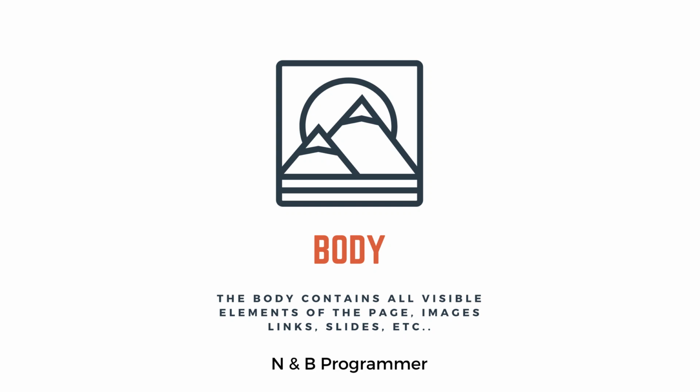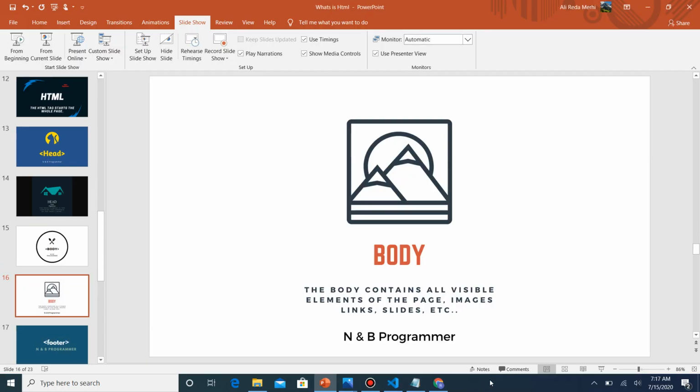The images go in the body tag. The links go in the body tag. Everything goes in the body tag. Everything visible goes in the body tag. So everything you see in a web page is in the body tag. Even the footer is in the body tag, by the way. Now we'll check what the footer is.